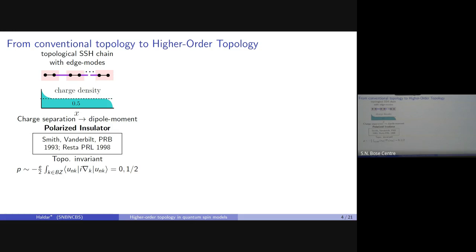Okay. So you made the connection that a topological SSH chain leads to a dipole moment, or a polarized insulator. Now the obvious question: can we get higher moments from topology? For example, what about a quadrupolar insulator?